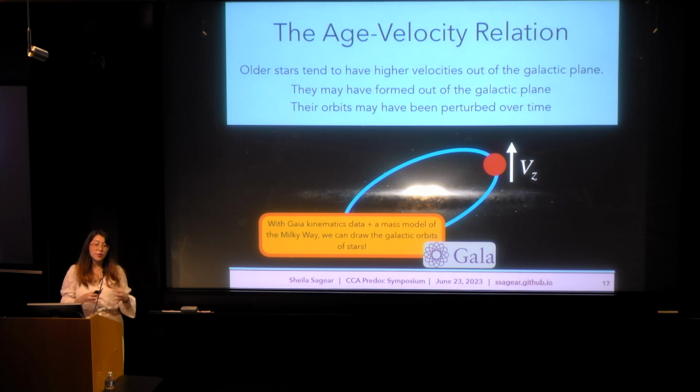In any case, now with Gaia kinematics data, specifically Gaia DR3, we are able to fold that in with a mass model of the Milky Way galaxy and actually draw out the galactic orbits of stars, essentially. So I'm showing you here a schematic, this blue orbit, which this red star is going around, and I've labeled the z direction. We do this using software like Gala, which my advisor here at CCA, Adrian, wrote. Even though my primary interest is in exoplanets, this is one reason I was really excited to work with Adrian, because his expertise is in Gaia data and galactic dynamics, which is really key for this.